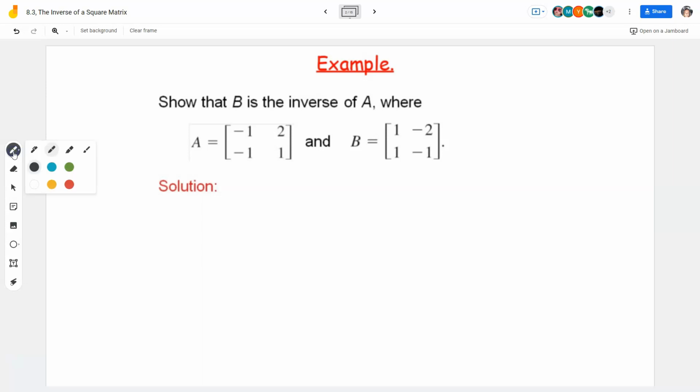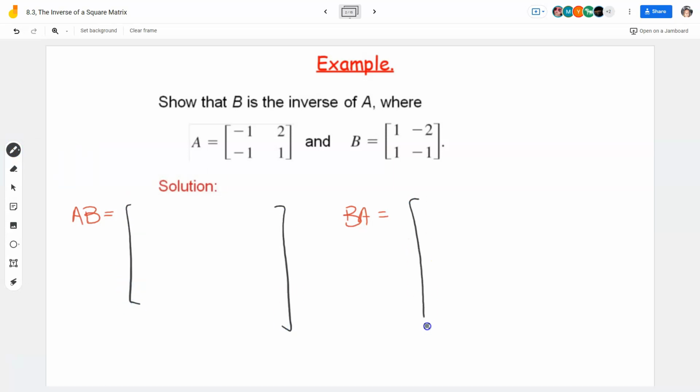A and its inverse will have to equal the identity. So if we multiply A times B and if we multiply B times A, what has to happen? They both equal the identity. So let's test it and see. If either one of these fails, either we did bad math or they're not inverses of each other.